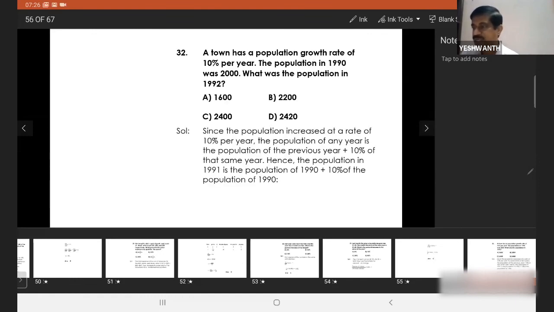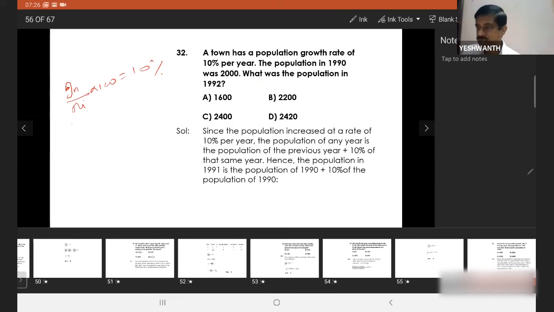A town has population growth rate of 10 percentage, means increase by original into 100 is 10 percentage we give. So now population in 1990 was 2000. What is the population in 1992?